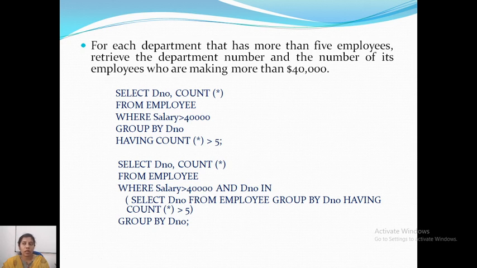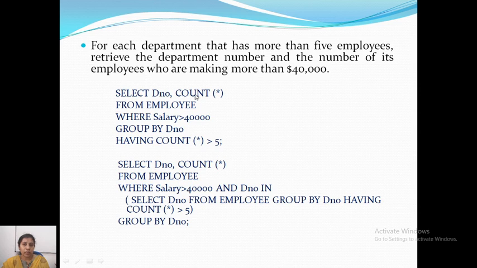Okay, we need to see which department is having more than 5 employees, and then the number of its employees. You find out the number of employees in that department who are making more than 40,000. That means their salary must be greater than 40,000. So if you see the first query here, we are selecting the department number and count, and we are checking this condition, salary greater than 40,000, and then we do the grouping.